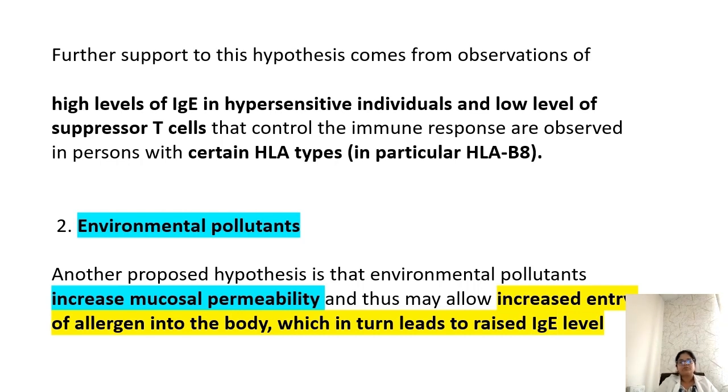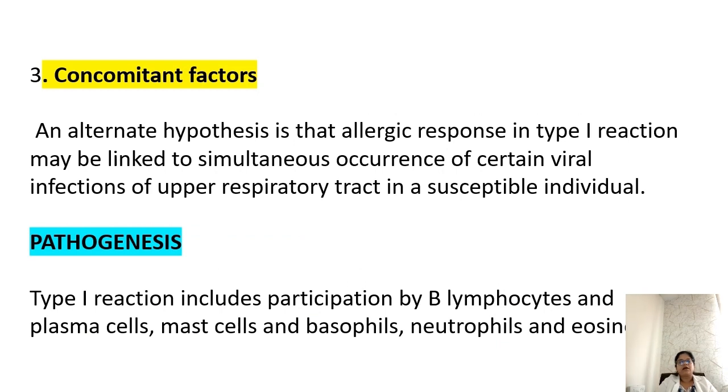The second possibility would be environmental triggers, that is, pollutants. Another proposed factor is environmental pollutants, which increase mucosal permeability, thus allowing increased entry of the allergen into the body, which in turn leads to raised IgE levels. The third, alternate hypothesis, contributing to the allergic response in type 1, is linked to the simultaneous occurrence of certain viral infections of the upper respiratory tract in a susceptible individual.